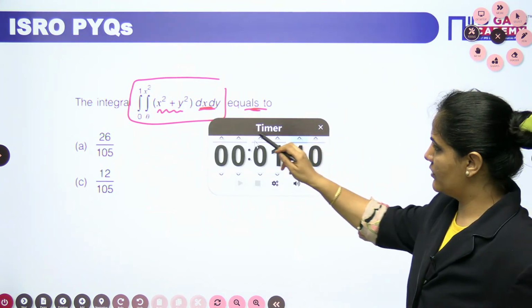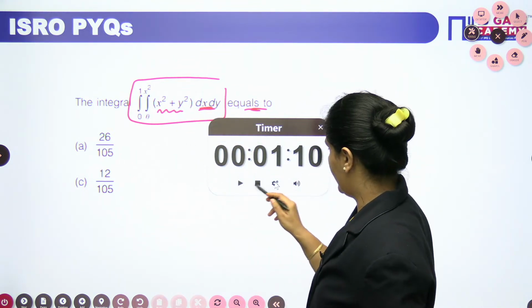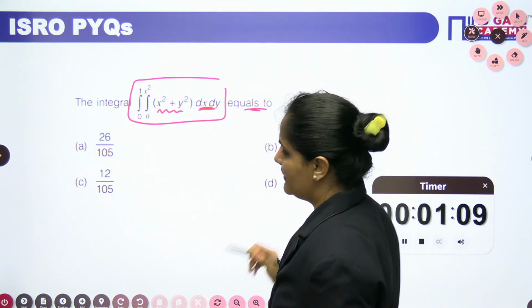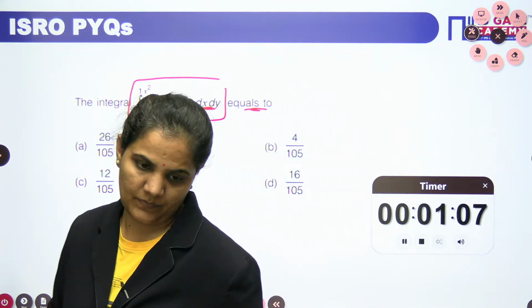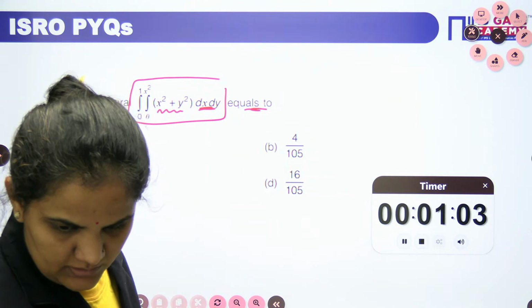We can see that first of all we need to integrate with respect to y, because we have the limit of x here. Then we need to integrate with respect to x. You can try it, a simple question, we can approach it after that.